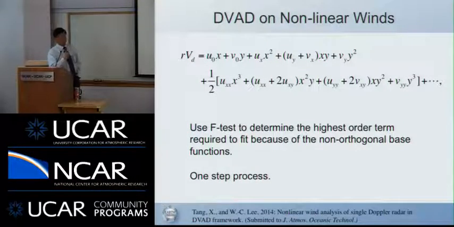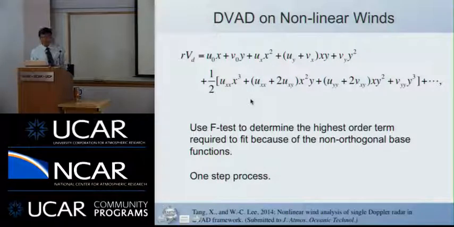In the DVAD framework, because it's a polynomial equation, once you fit or use the derivative method to extract the coefficients, you can see that U0 and V0 just fall out of the equation. Okay, you don't need to do a secondary curve fit in order to extract that information. And as I mentioned earlier, we can use the F-test to determine the highest order terms required to best fit the Doppler velocity field with the polynomial equation.